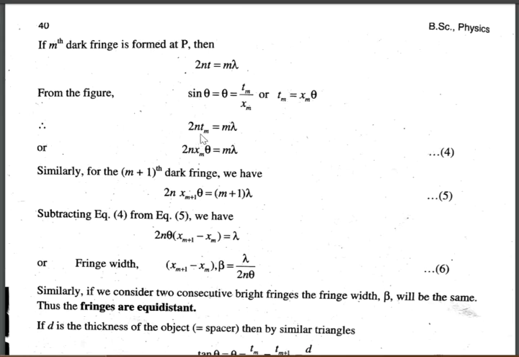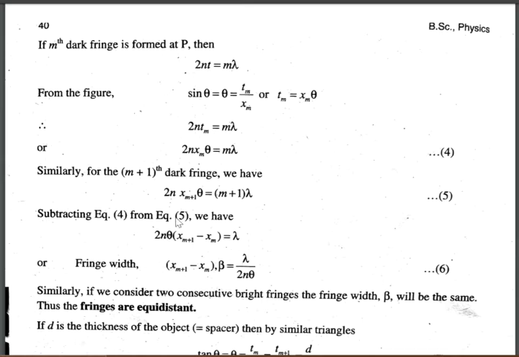Now substitute in place of t, Tm: 2n Tm must be equal to m lambda. So 2n, and for Tm, I will substitute from this equation xm into theta, which is equal to m lambda. That is equation 4. Similarly, for the m plus 1th dark fringe at point say Q, we have 2n into x m plus 1 into theta. It should be equal to, replace m by m plus 1, so it is m plus 1 into lambda. That is equation 5.